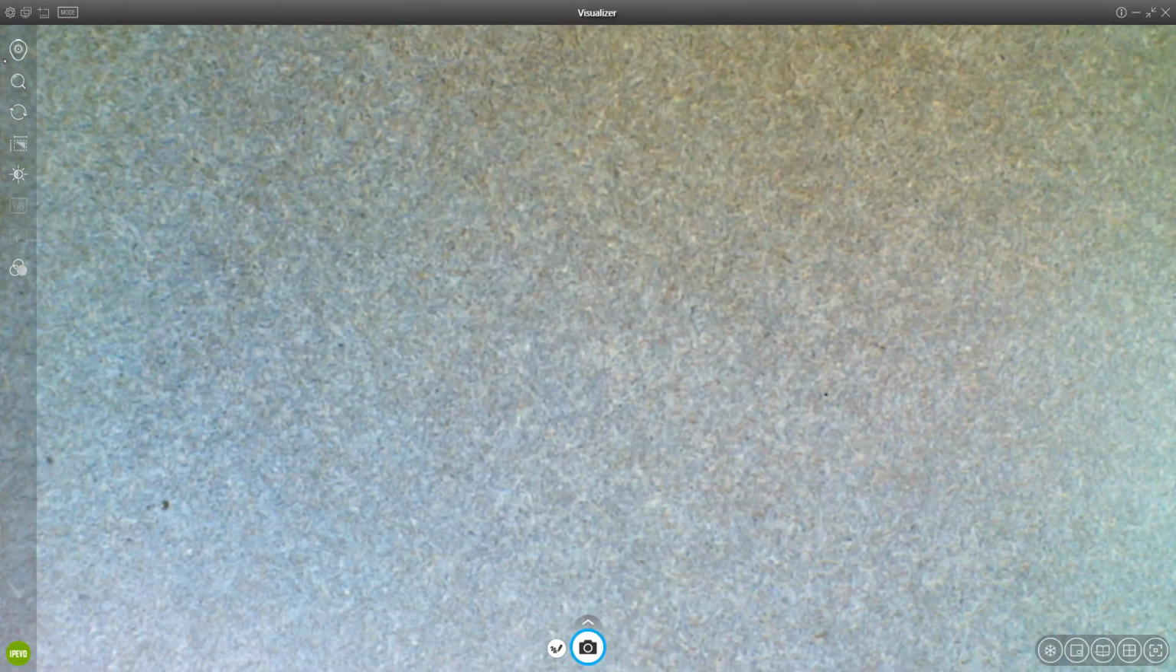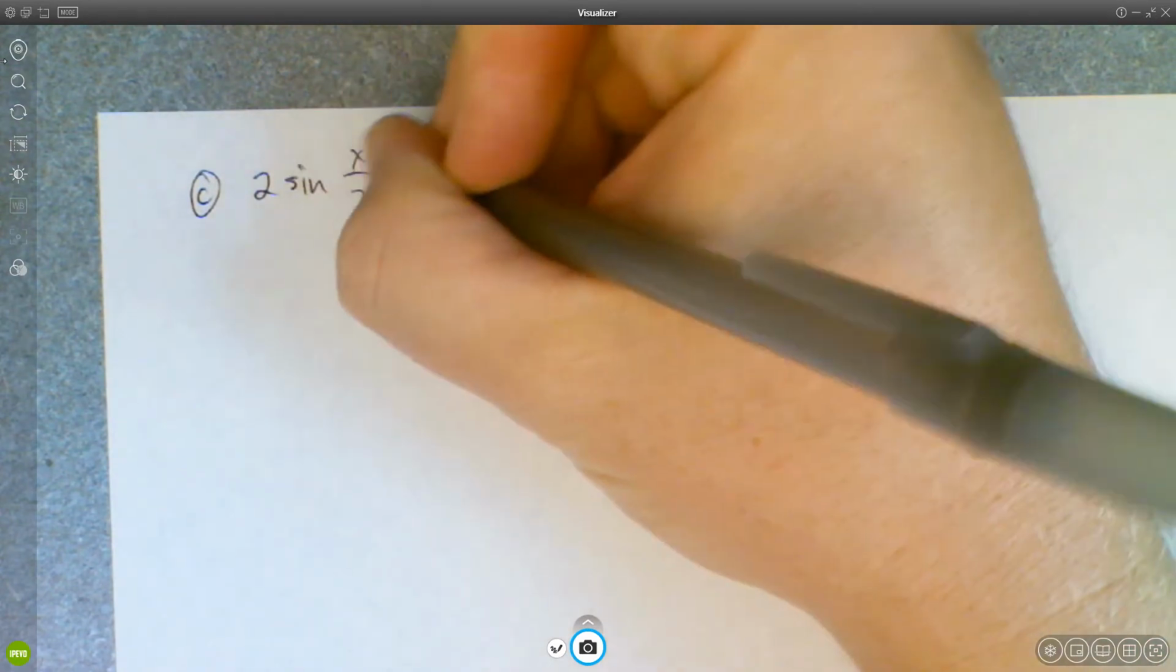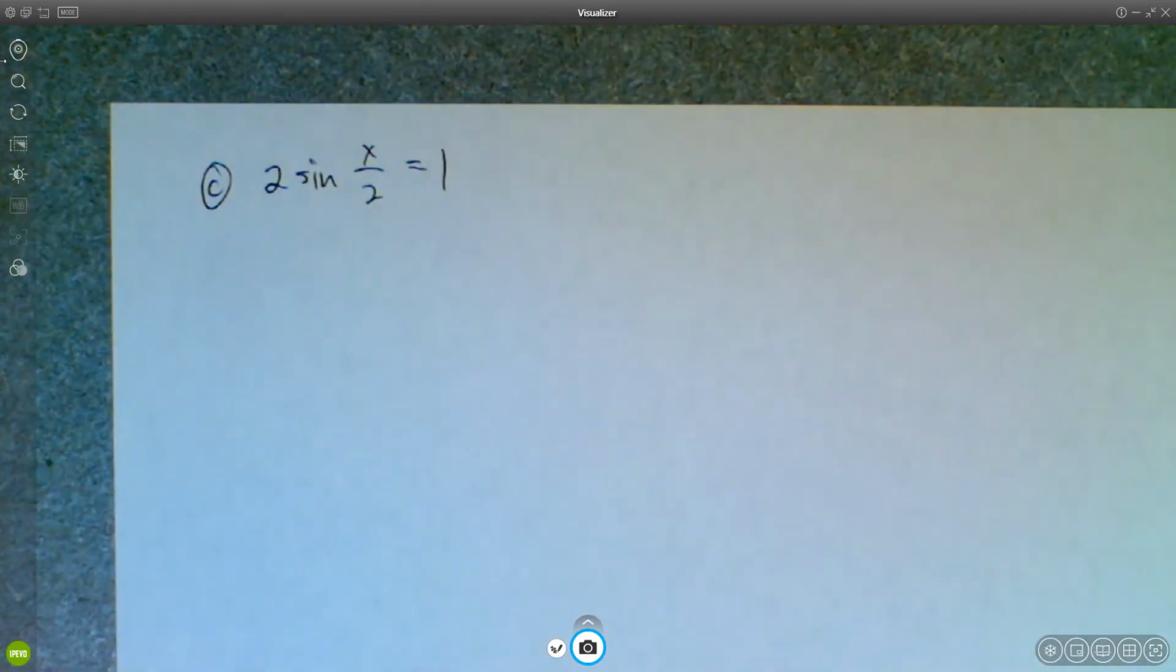So let me now run you through the examples that the textbook gives you. This next example is example 1 in the textbook. Okay, and it's 2 sine x over 2 equals 1. So go ahead and pause the video and solve this one on your own.